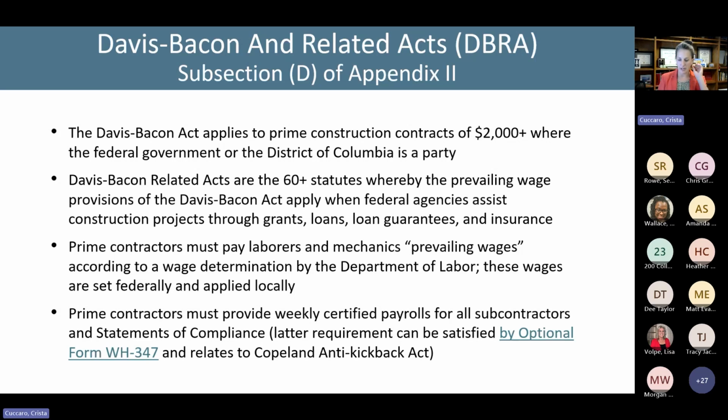Another requirement that we find in this Davis-Bacon Act section of Appendix 2 is that prime contractors have to provide weekly certified payrolls for all subcontractors and statements of compliance, which relates to the Copeland Act that we're going to talk about on an upcoming slide. So prime contractors on these federally assisted construction projects have to pay laborers prevailing wages, provide certified payrolls on a weekly basis for all subcontractors, and submit statements of compliance about all of this.